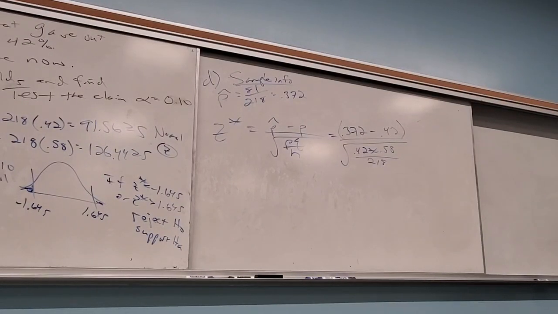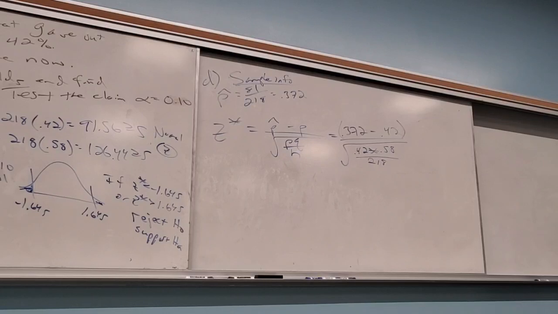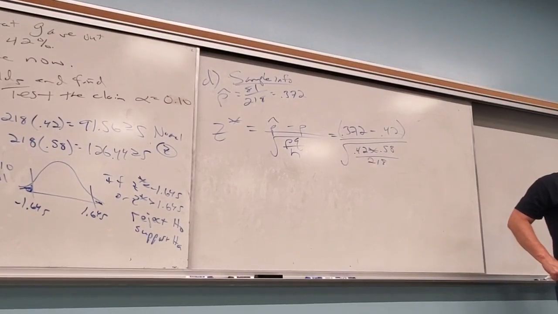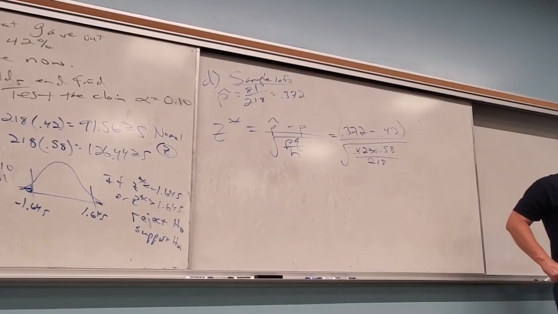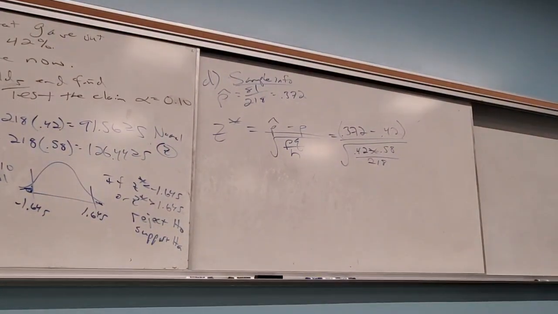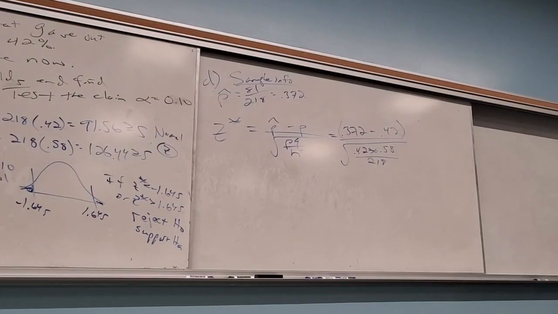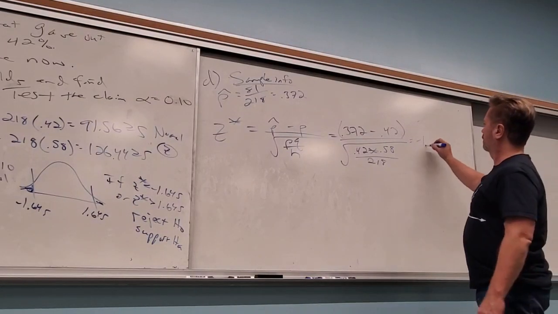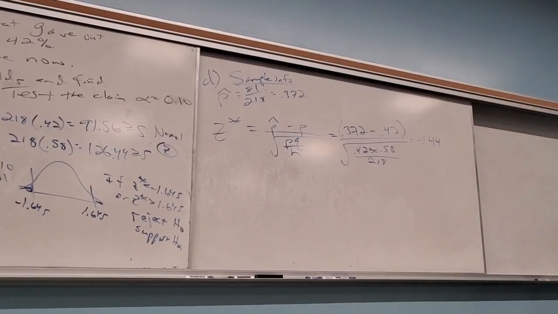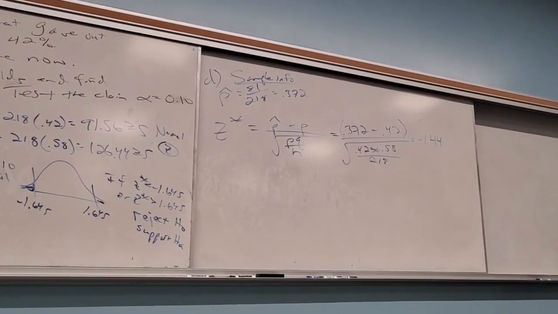Wait a minute. Give a person a chance, man. All right, now I'll take it. What do you guys get? 1.45. I got negative 1.4359, blah, blah.